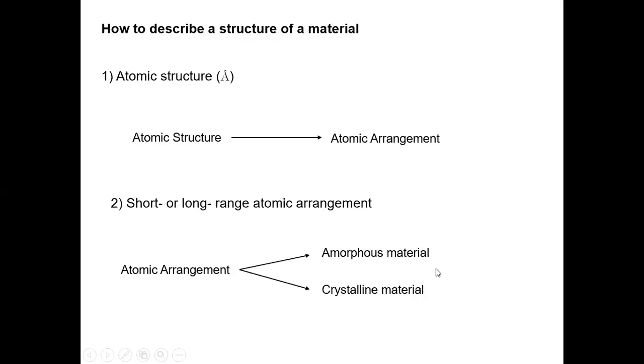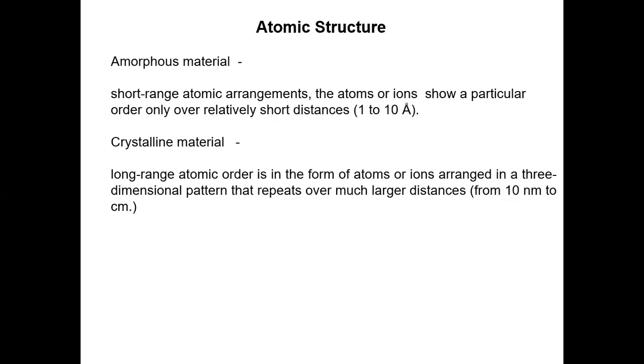I hope you will learn those things in your chemistry course. So here the amorphous material means short range atomic arrangement. The atoms or ions show a particular order only over relatively short distances. This Angstrom means a way of measuring distance. It is equal to 10 to the power minus 10 meter. 1 Angstrom is equal to 1 into 10 to the power minus 10 meter. This is a way of measuring the distance.